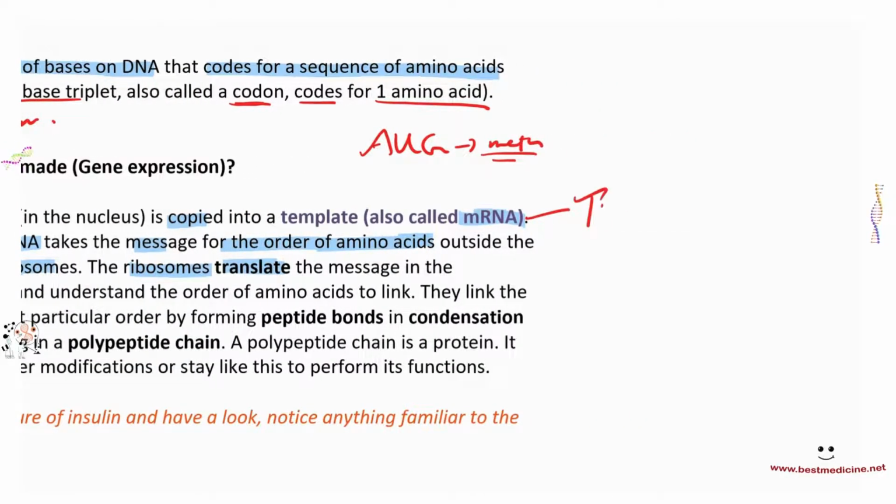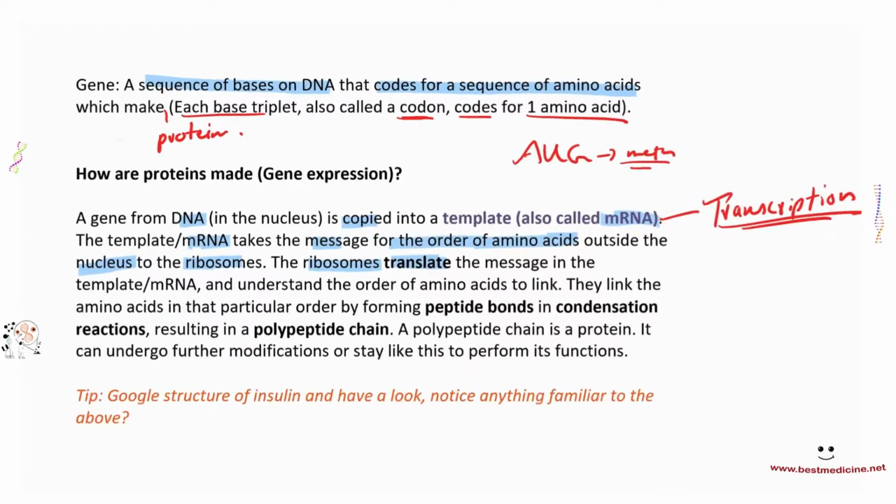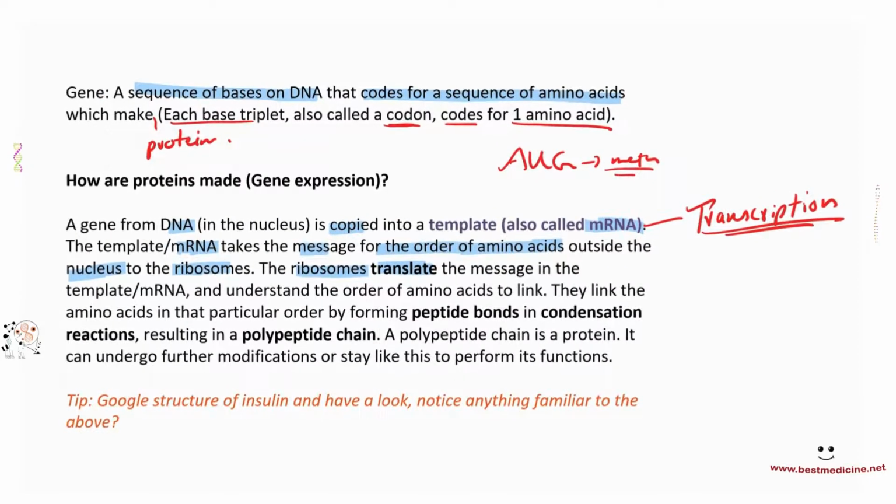For AQA, you don't need to know the word transcription, but I told you this just for getting familiar with this, because hopefully you will be taking A-level biology as well. The ribosomes then translate the message, that's called translation, from the mRNA, and understand the order of amino acids to link together. Then they form the peptide bonds between them. And we've already understood in chemistry, as well as in biological molecules, how condensation reactions end up forming peptide bonds, forming the chain of amino acids called a polypeptide chain.